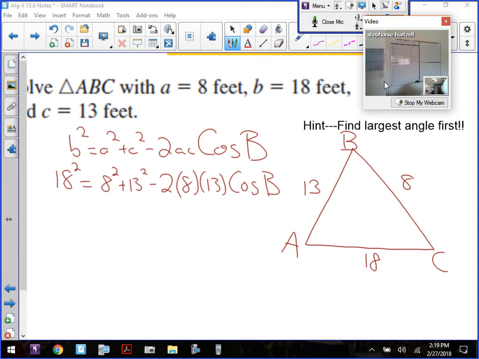Before you do too much with this problem, what I would always recommend that you do is this. Simplify 18 squared. So we have 18 squared and we get 324. I'm going to simplify 8 squared plus 13 squared.